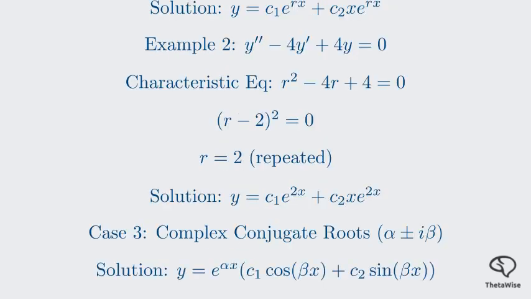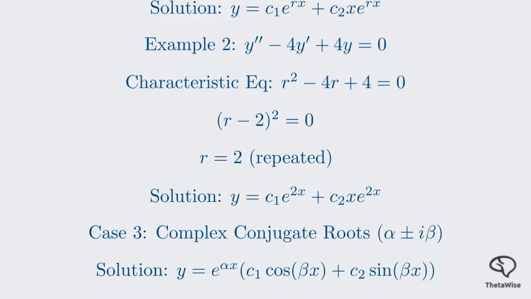Complex conjugate roots. If the discriminant is negative, we get 2 complex conjugate roots of the form alpha plus or minus i beta. The general solution is y equals e to the alpha x times (c1 cosine of beta x plus c2 sine of beta x).